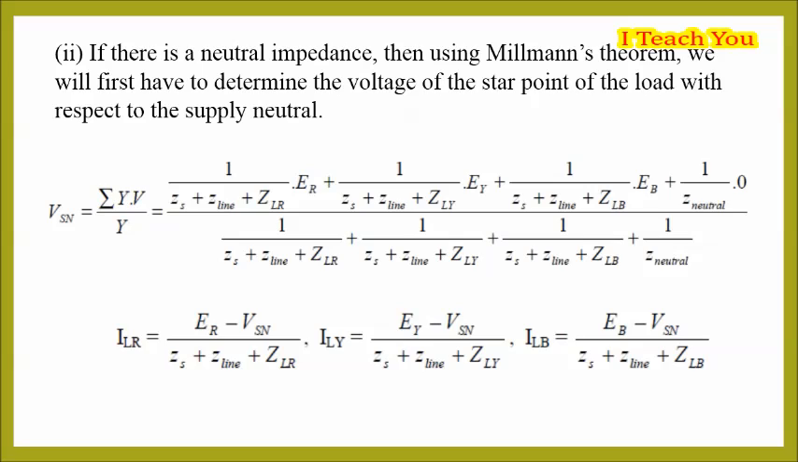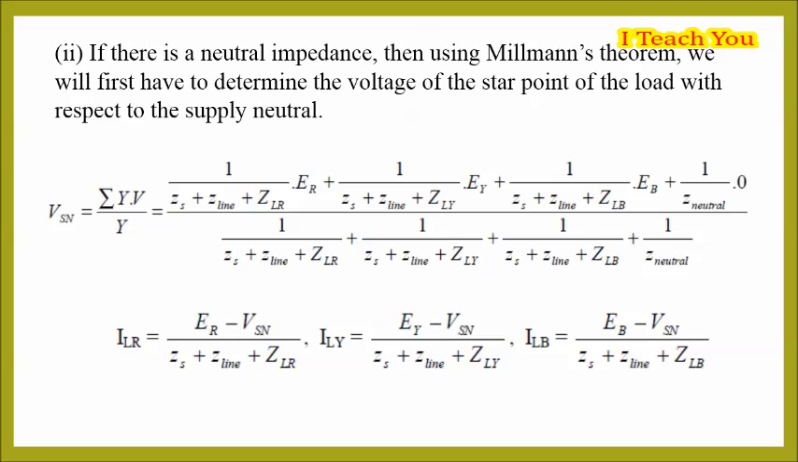If there is a neutral impedance, then using Millman's theorem, we will first have to determine the voltage of the star point of the load with respect to the supply neutral, from which Vsn is known. Thus the load currents can be determined, and hence the remaining quantities can be determined. Next, if the system is a 3-wire system, rather than a 4-wire system, the analysis is the same as if Z neutral were infinity, i.e., 1 over Z neutral equals 0. Thus again Millman's theorem is used to determine Vsn and the load currents are then determined.